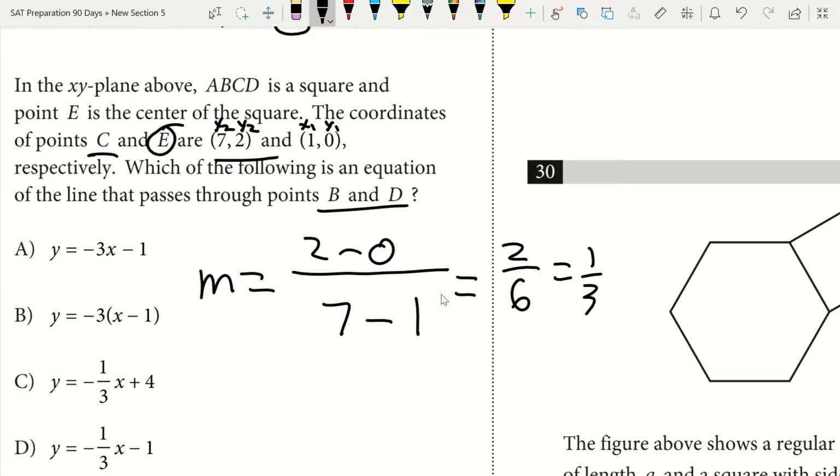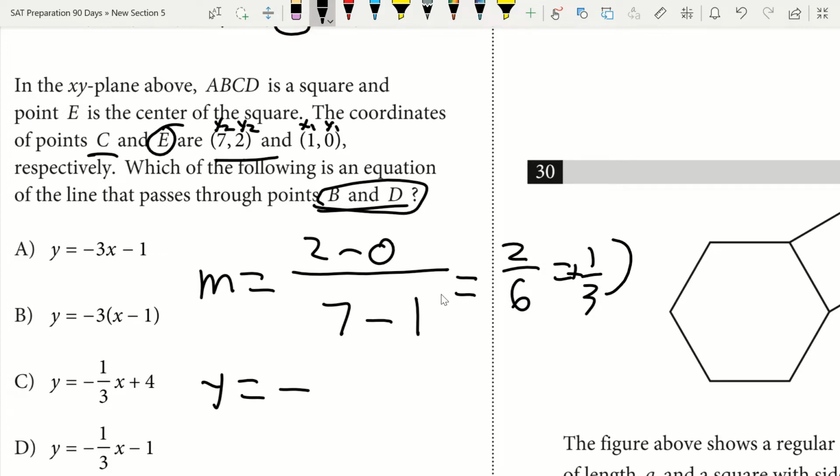So I know my slope from C to E is going to be 1/3, which means that the slope of my B to D line, my perpendicular line, is going to be the opposite reciprocal. Opposite means we flip the sign, so since it was positive 1/3, we're going to flip it to a negative.